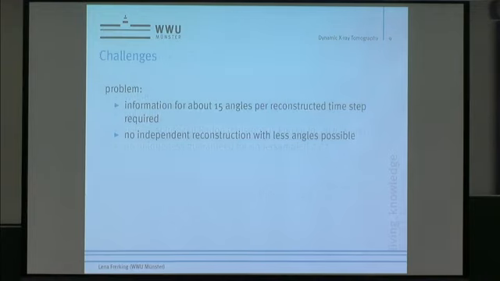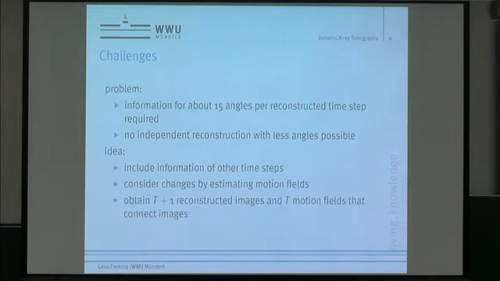Okay, we still have a problem because the lack of information in every single time step is just too big. Usually when we want to reconstruct static data sets, we need information from about 15 angles or something like that in order to get a proper image in the end. So if we now only take a single angle per time step, we cannot reconstruct the time steps independent from each other. So the idea that we have is that we also want to include the information of all of the other time steps to reconstruct a single time step.